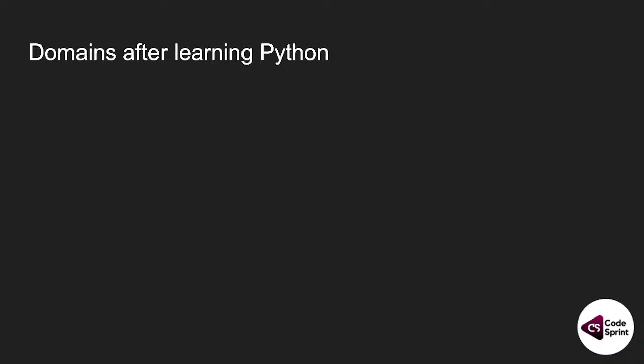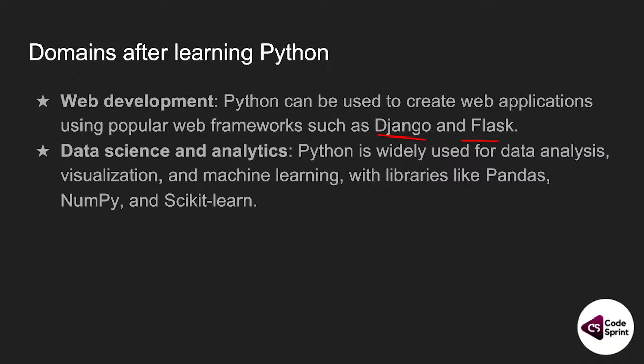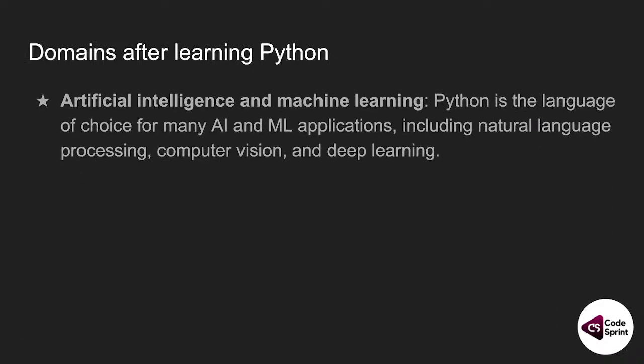Okay, now afterwards we are going to discuss the domains. Till now we have discussed lots of domains, like web development. And why is it so? Because we have different frameworks which we can use. And in data science as well, we have pandas, numpy, and so on. These are different libraries which help you in the data analysis part and machine learning. Afterwards, artificial intelligence and machine learning. Here also we have lots of areas like natural language processing, computer vision, and deep learning.